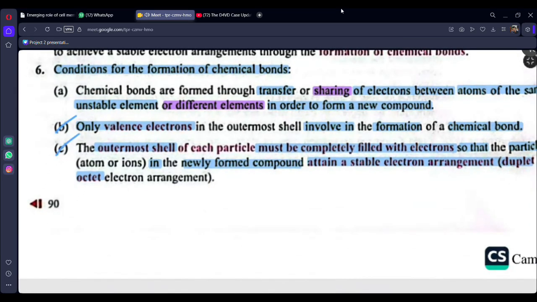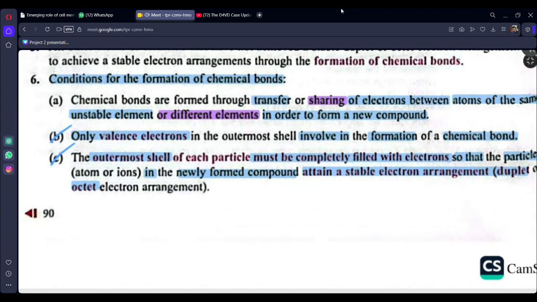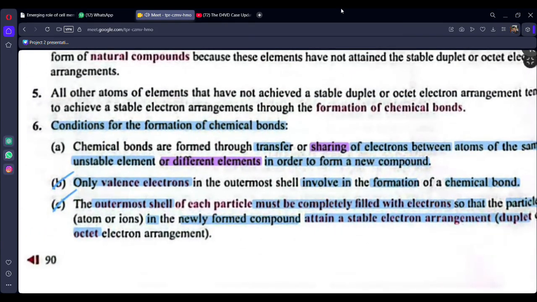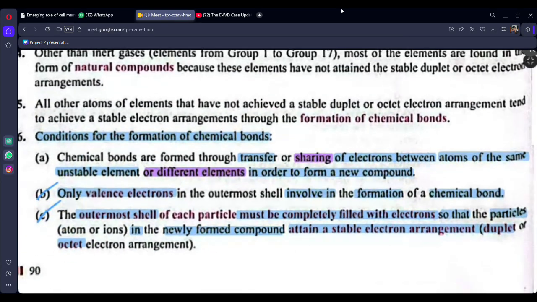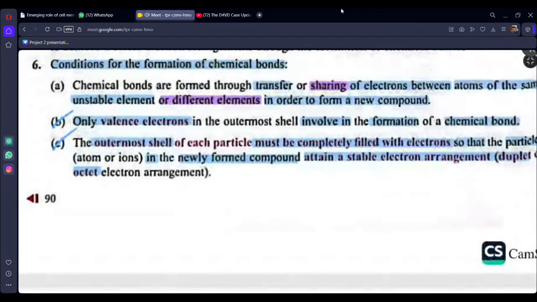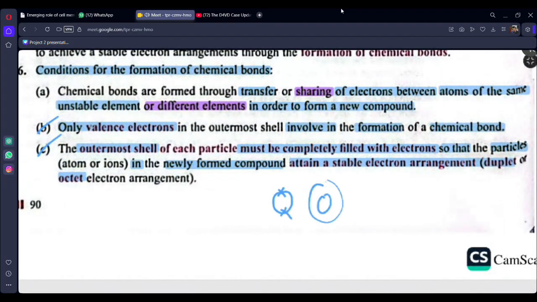Then valence and outermost shell. See, outermost must be completely filled with electrons so that particles in the newly formed compound attain a stable electron arrangement. Tak kisah duplet or octet, janji it is stable. And how to do so? By filling up the shell. So if you got one shell, then it's duplet. Two shell and above is all octet already, as usual. Okay, so we move on.